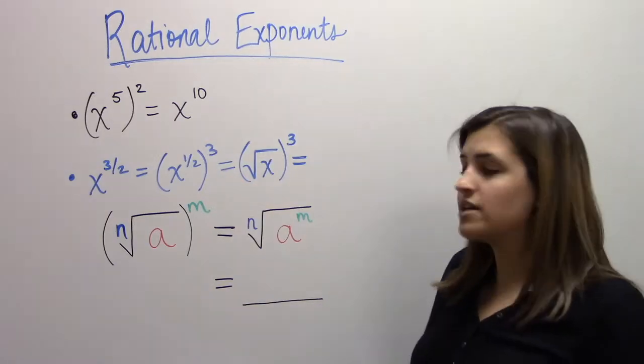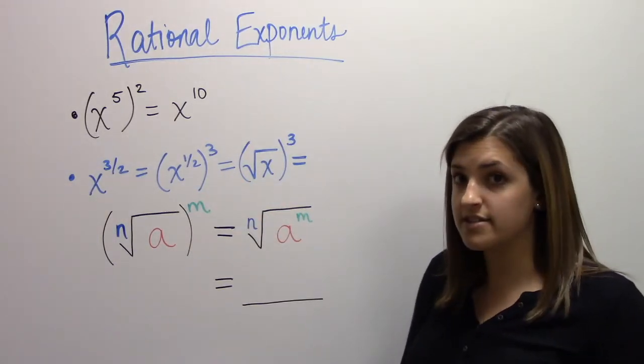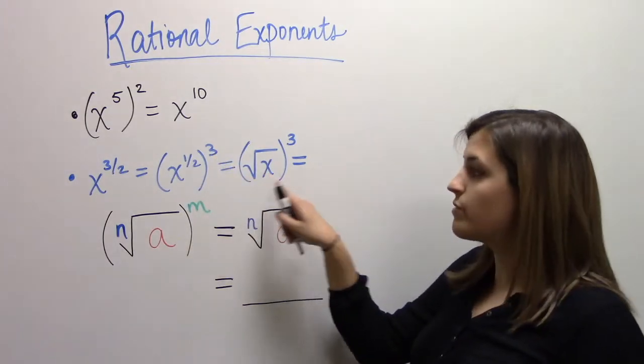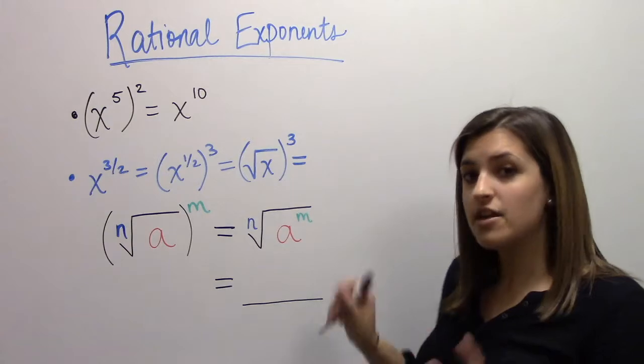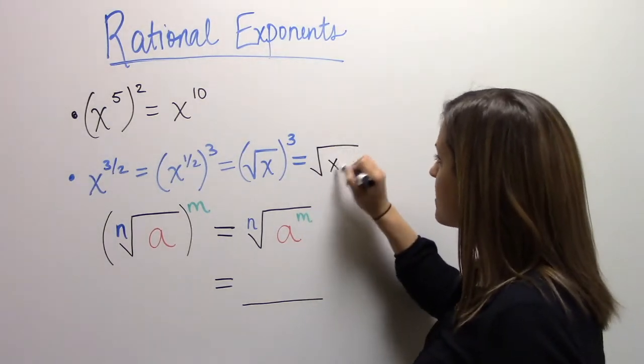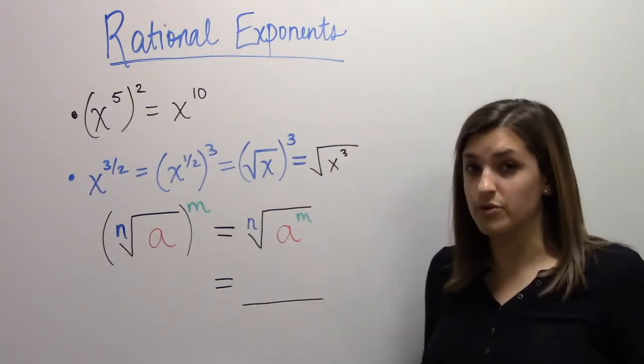So I can rewrite this, now that I know that x to the 1/2 is the square root of x. I can say x to the 1/2 cubed is the square root of x, cubed. Another way that I can write this is the square root of x cubed. I can bring that exponent inside my square root.